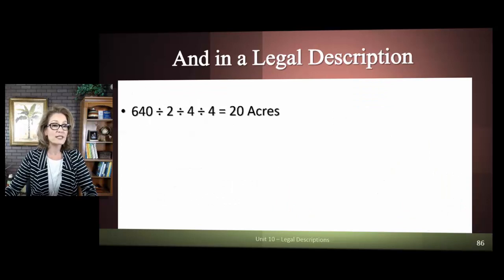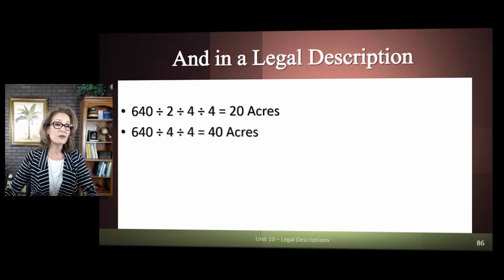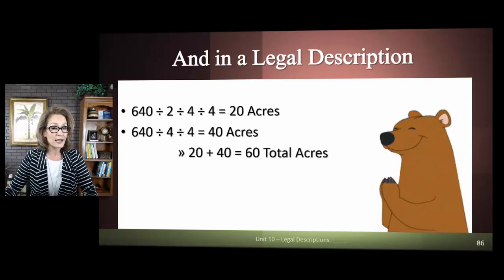All right, so we took 640, we divided it by 2, divided by 4, divided by 4. We got 20 acres. Now we take that 640 again because there was an "and" in the problem. We're going to divide it by 4 and divide it by 4, and we get 40 acres. Now we're going to add the 20 and the 40 together to get 60 total acres.